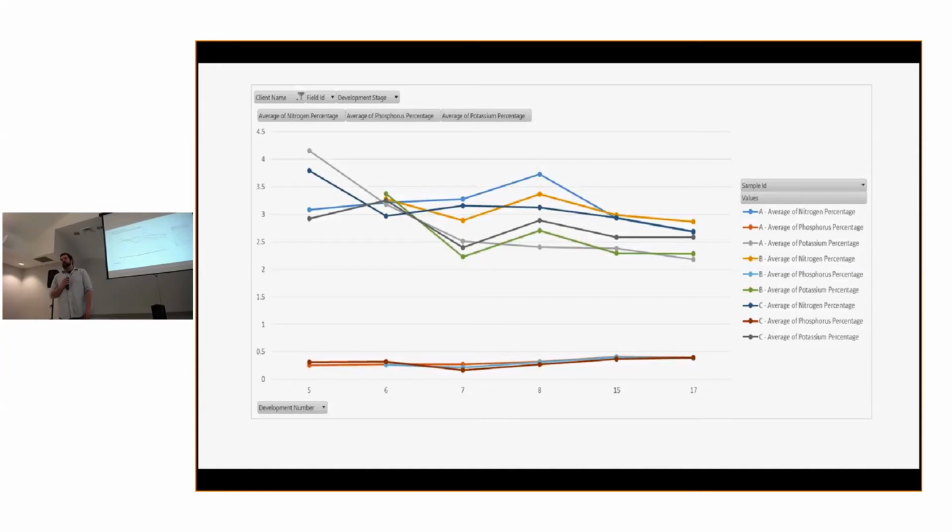When did we start adding fertilizer? We started adding fertilizer at this V6, V7 time frame. But the problem was we didn't have enough out there when it needed it.